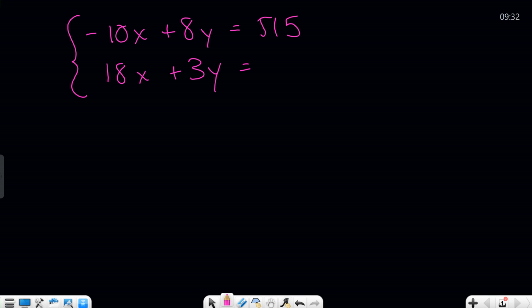How tall are you? 5'10". How many inches is that? That's around 70 inches. Don't know exactly. I haven't been to the doctor. We can go with 5'10". Okay. All right, we're gonna solve this system.